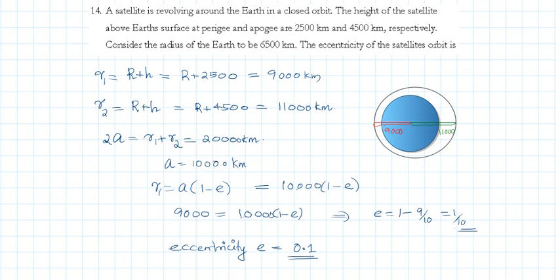So semi-major axis of ellipse is 10,000 km. And the distance to perigee r1 is a into 1 minus e. This is a standard expression. The minimum distance r1 is semi-major axis into 1 minus eccentricity. Substituting the values, r1 is 9000, a is 10,000 into 1 minus e. So e is equal to 1 minus 9 by 10. So it is 1 by 10. Answer is 0.1. I think it is clear.